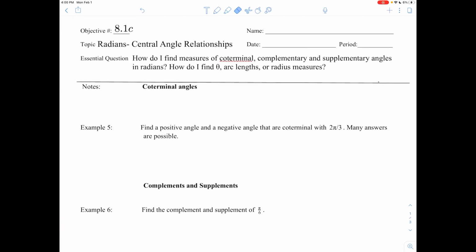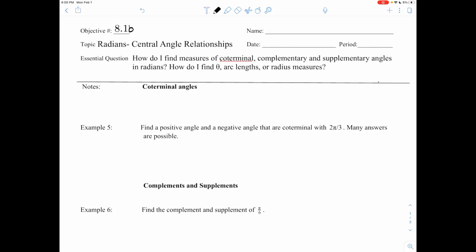Okay, so today we're working on objective 8.1b, and the topic for today is the central angle relationships in radians. So we're going to talk about theta and theta's partners in terms of radians instead of degrees. So essential questions: how do I find measures of coterminal, complementary, and supplementary angles in terms of radians instead of degrees? And then secondarily, some miscellaneous information.